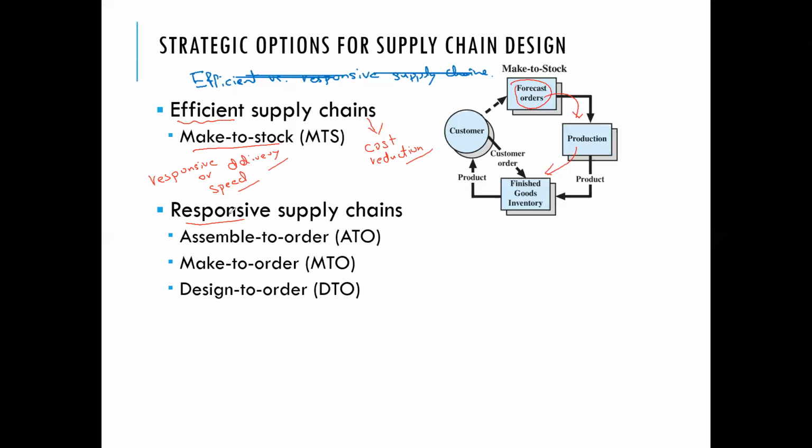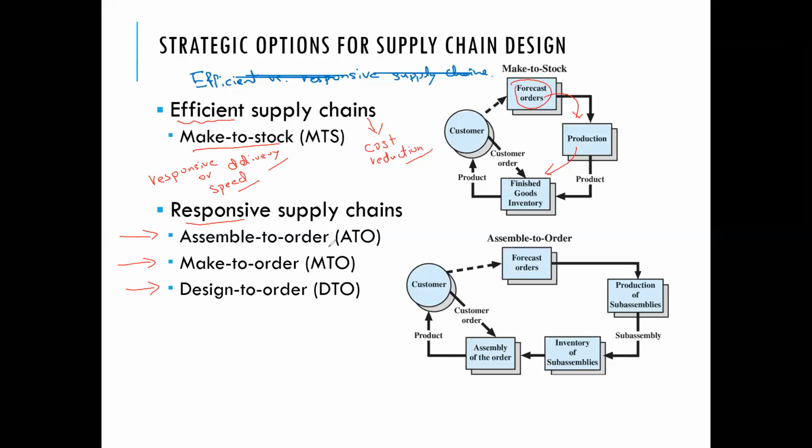Right? That's the main emphasis in our responsive supply chains. And there are three kinds of products for which a responsive supply chain is more suitable. Those products are assembled to order, make to order, and design to order. So what exactly are these three? Let's start with the assembled to order one.